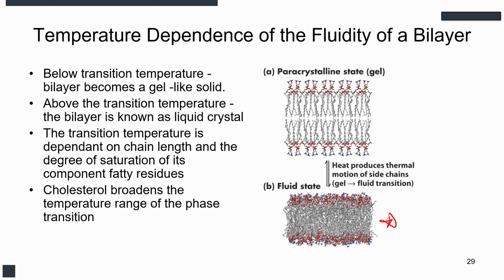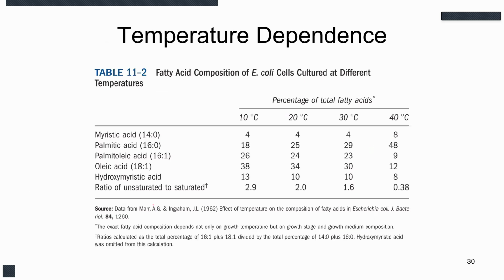Now, cholesterol is going to broaden the temperature range of the phase transition. Whenever I think about cholesterol, I always think about, well, dietarily, some people are on low cholesterol diets. You can't have too much because if you have too much, then what happens? Your arteries begin to harden up. So cholesterol, one thing that it does is it impacts the fluidity of a lipid bilayer.